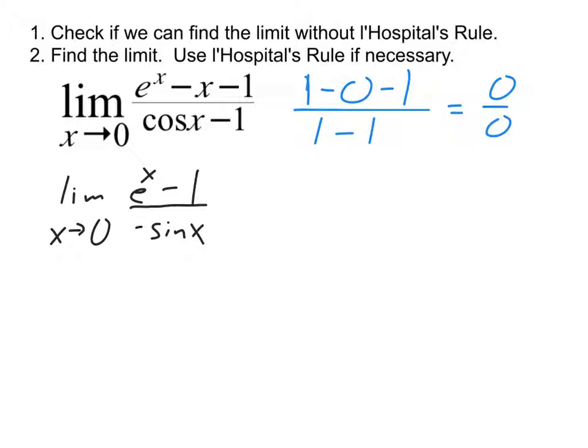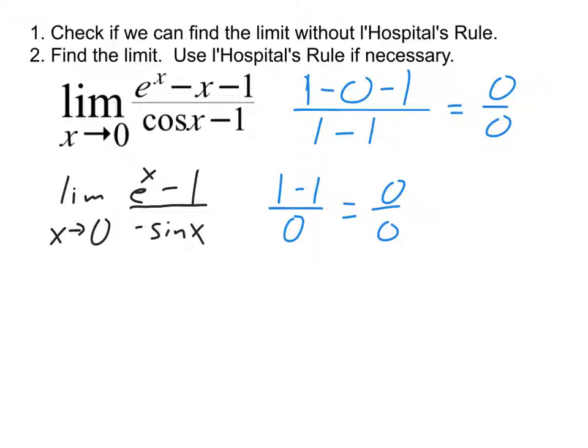All right. Now let's try substituting in again. Plug in 0 for x. When we do that, e to the 0 is still 1, so that gives me 1 minus 1 on the top. And then sine of 0. What's sine of 0? That would be 0, so that would be negative 0, which is 0. And so that equals 0 over 0. Great. We just used L'Hopital's rule, and it gave us exactly what we started with, 0 over 0.